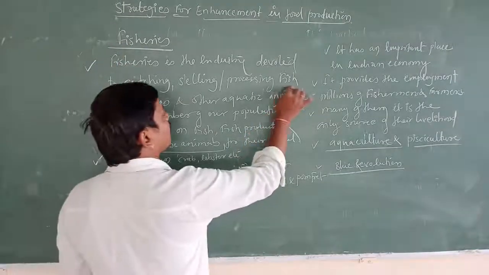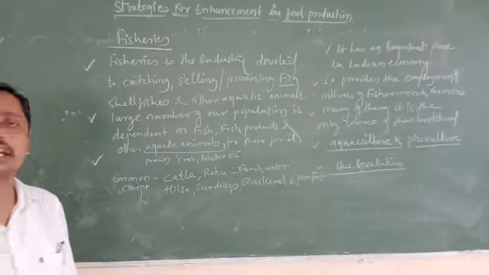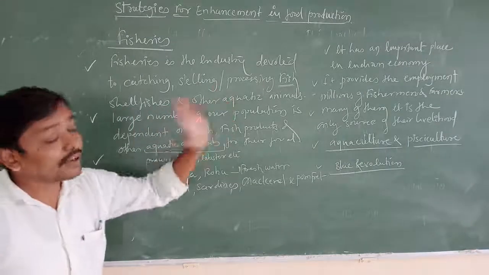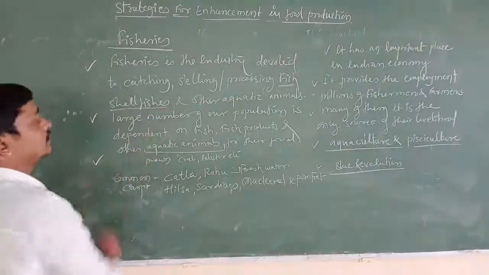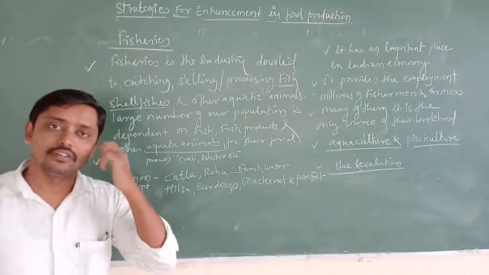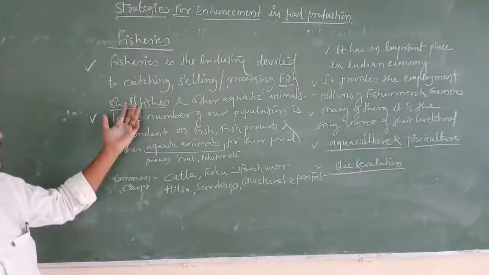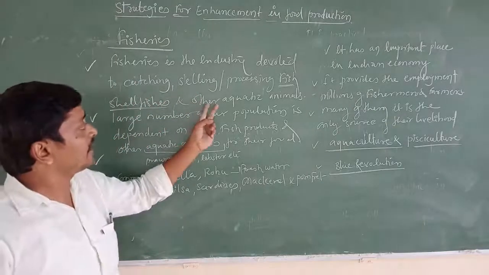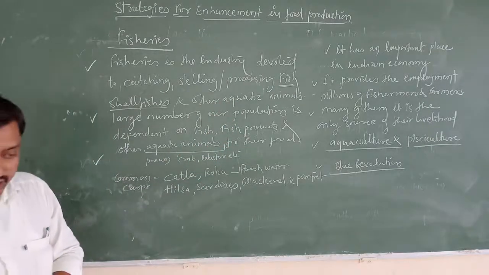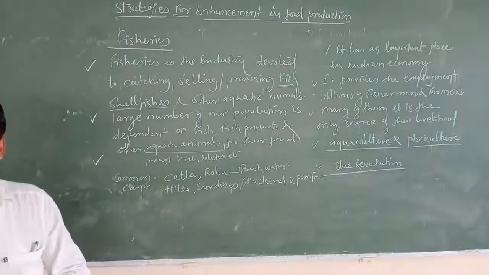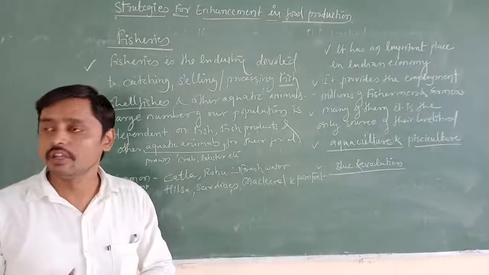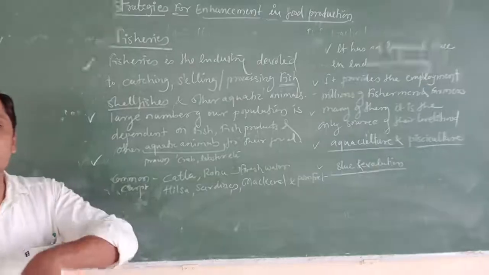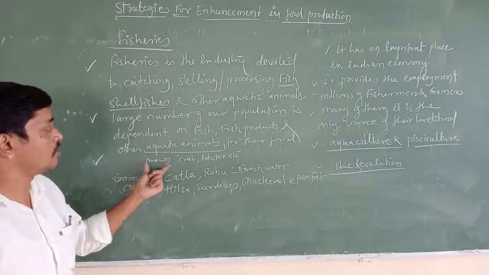Now here you have all come across fish. Fish are caught, sold and processed. Shellfish come under what we call mollusks, which belong to the phylum Mollusca. Other aquatic animals are the arthropods. In arthropods we studied examples like crabs, prawns and lobsters, and other things.